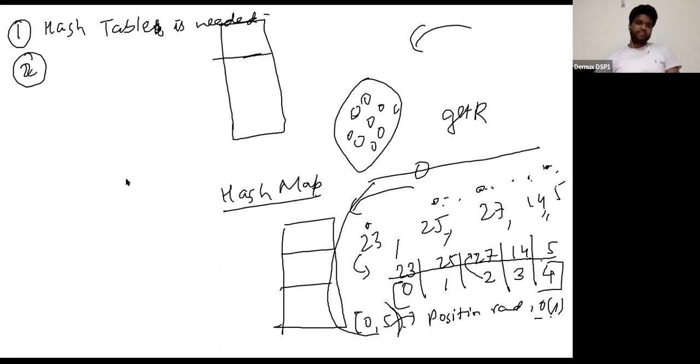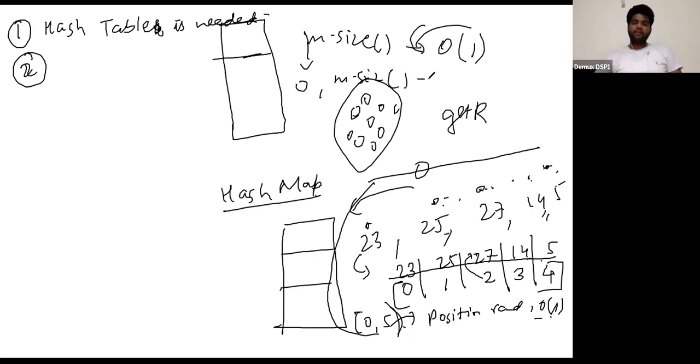So the size of the hash table will not help you. That's what I'm saying. How will you know the size of the hash table? You can return it in order one time. That is fine. You just do an m.size that will give you the size, and this is order 1 only. But now if you generate a random number between 0 and m.size minus 1, how will you know which element is there? You don't have indexes, right?